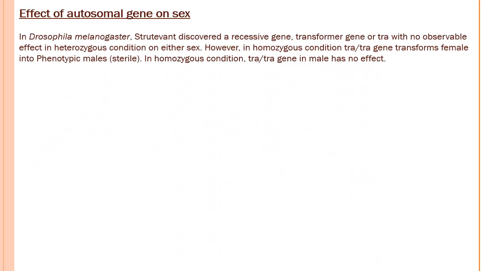Effect of autosomal gene on sex. In Drosophila melanogaster, Sturtevant discovered a recessive gene, the transformer gene or TRA, with no observable effect in heterozygous condition on either sex. However, in homozygous condition, the TRA gene transforms females into phenotypic males that are sterile. In homozygous condition, it has no effect on males. This happens due to one autosomal gene, SOX9.